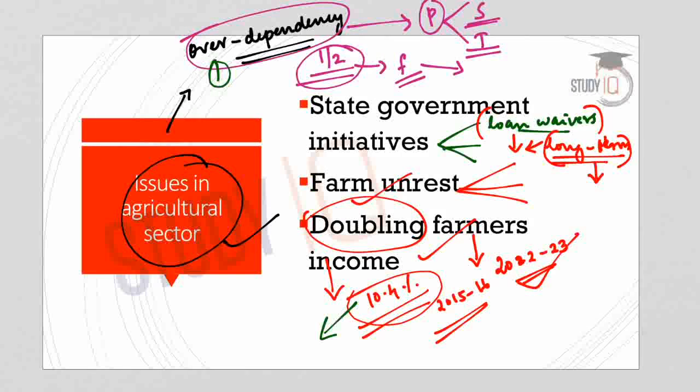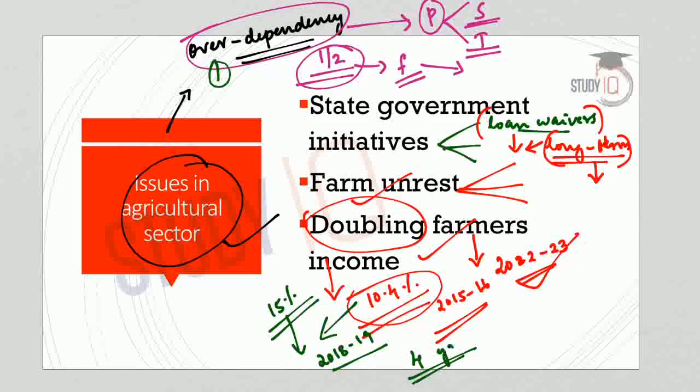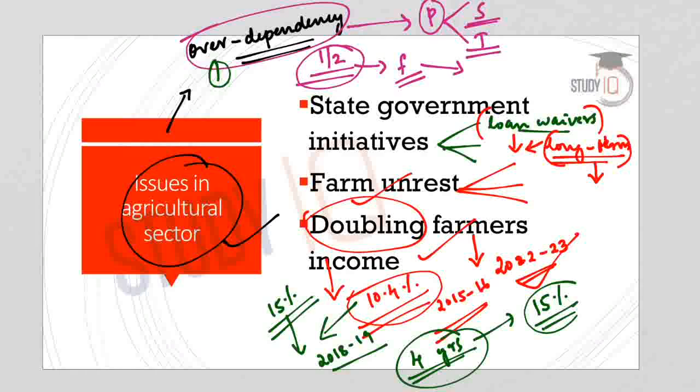So, doubling the farmers' income now will require at least 15% per annum if we take into account the 2018-19 financial year onwards. Only 4 more years are remaining, and in these 4 years, the agricultural sector needs to achieve at least a 15% growth rate per annum. This is almost impossible, because the growth rate in the agricultural sector for the past 5 years has been significantly lower than 2.9%. It is almost impossible to achieve 15% consistently per annum in the next 4 years.